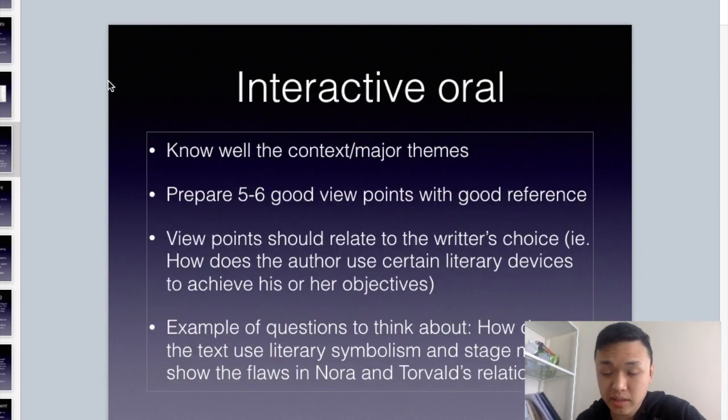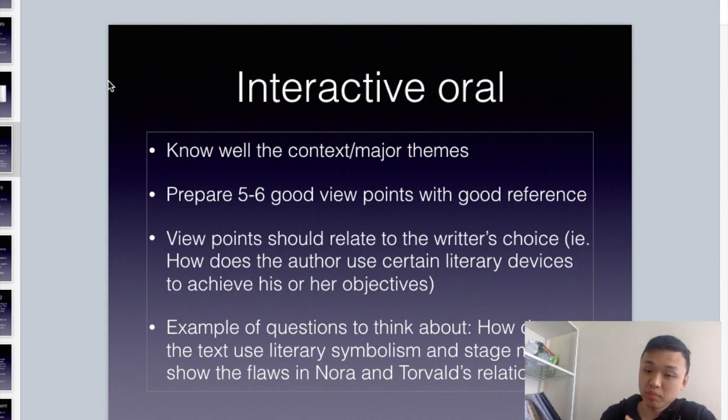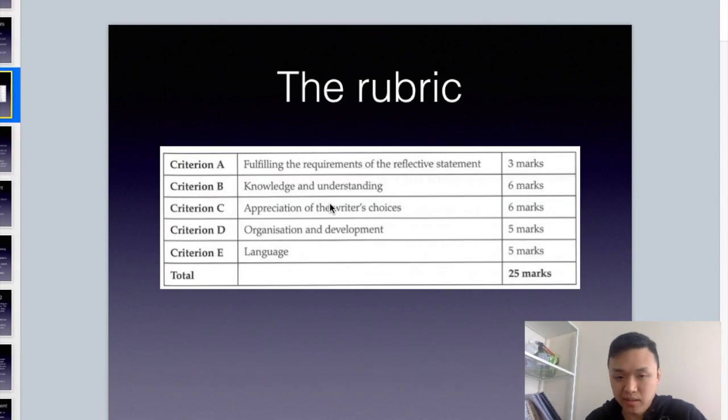So the first component is interactive oral. This is basically a group discussion where your teacher will be supervising with a group of your classmates, right? In the rubric, there isn't a part specifically about the interactive oral, but I suppose how you do in the interactive oral will affect the points you get in part B and part C. This is all part of the grade, okay, interactive oral.